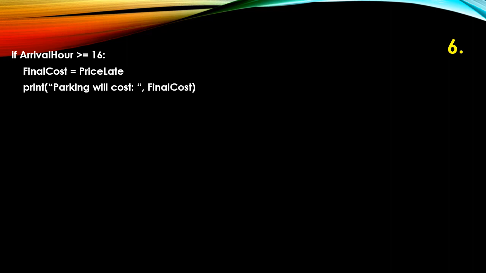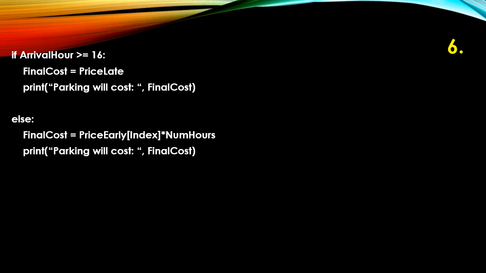It's time for the last step to be able to calculate the final cost. So if we arrive at 16 o'clock or after, the final cost is equal to the constant price late, which was $2. So we're going to print parking will cost final cost, and it will say that it costs $2. Else, meaning we parked in the morning, the final cost is equal to price early of index multiplied by the number of hours. For example, I came on Friday. The price early of index 5 is equal to $10 per hour. And I came for 2 hours. So this should show me that parking will cost $20.